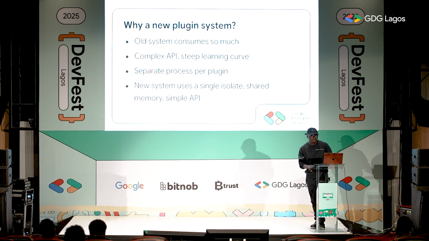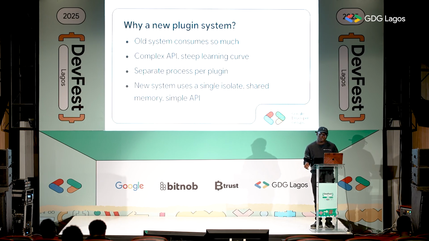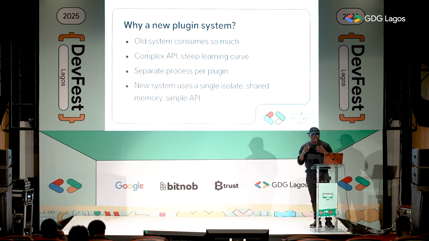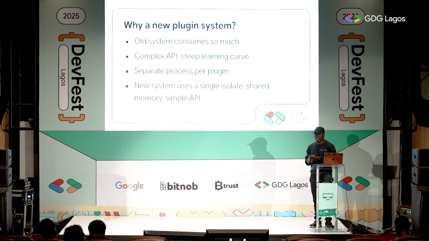However, the new plugin system promises better performance. Instead of using a separate process per plugin, as the current system does, which is why it consumes a lot, each plugin with its own process, you have a shared isolate, just one single isolate. Isolates are Dart's way of working with threading, multi-threading, and whatnot. So the new system proposes shared memory, a single isolate, and a very simple API that just anybody can work with. And that's what we're going to cover today: how to work with this.